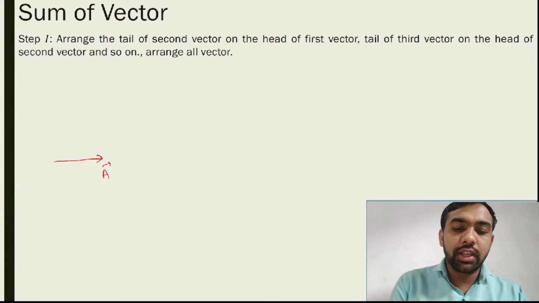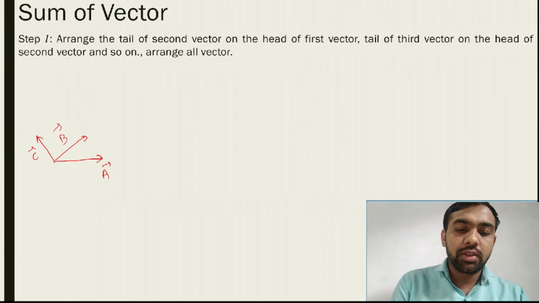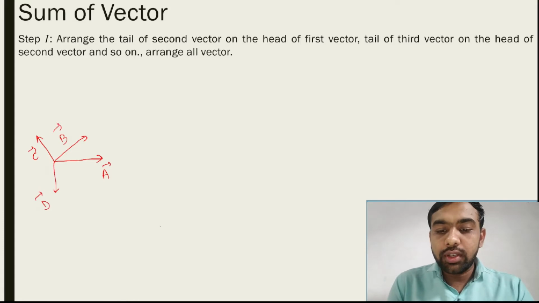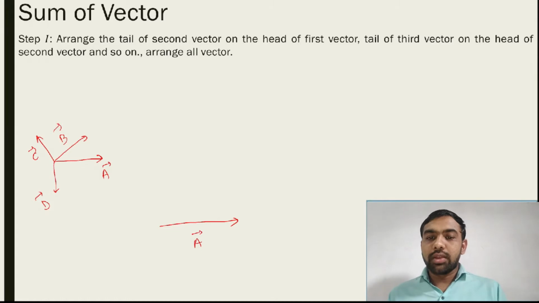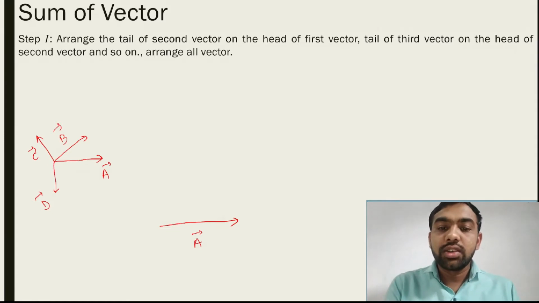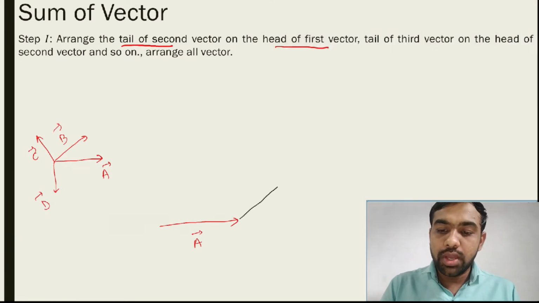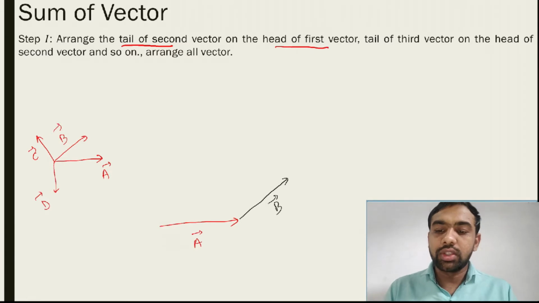Suppose you have different vectors. Consider vectors A, B, C, D, and so on. You want to find the sum of all of these, so arrange all four vectors in this format. The first vector is A as it is. Now arrange B, the second vector: arrange the tail of the second vector on the head of the first vector. So B is like this.